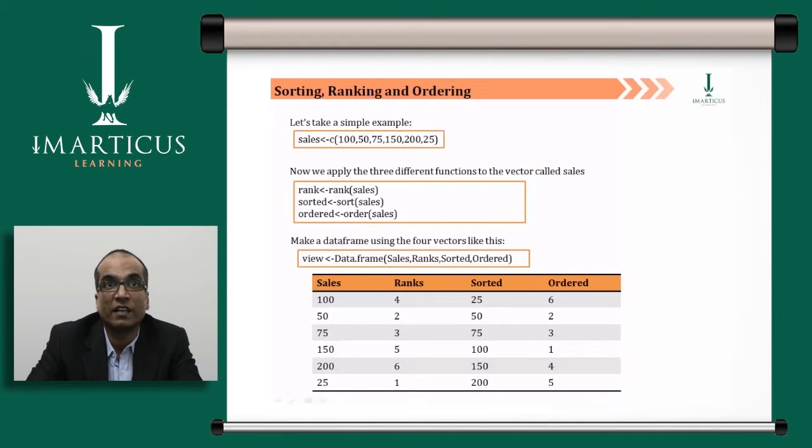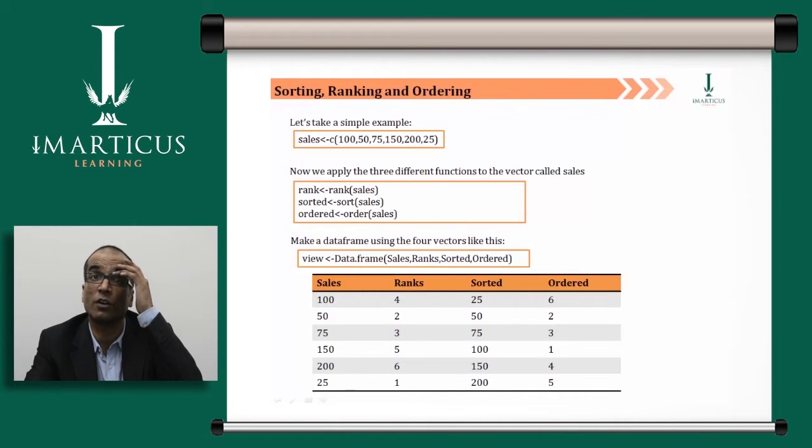Now we come to sorting, ranking and ordering, that aspect of handling data. Say, for example, we want to sort some data. We can first create a vector, sales <- c(100, 50, 75, 150). All of them are not ordered in a sequence. Now if you want to just rank them, you can say rank <- rank(sales). R is one such language wherein you can use the same object for self-referencing also.